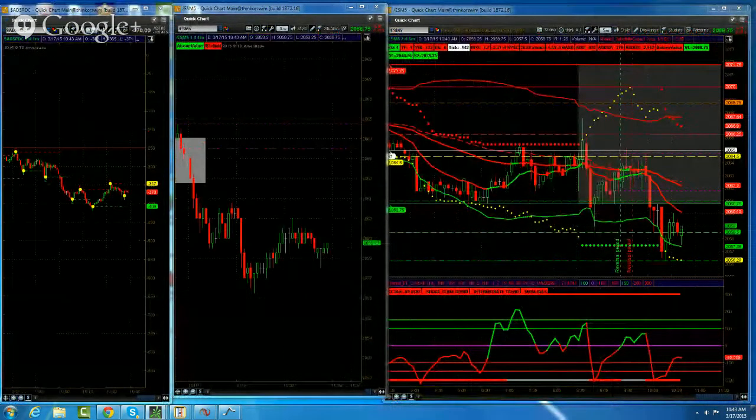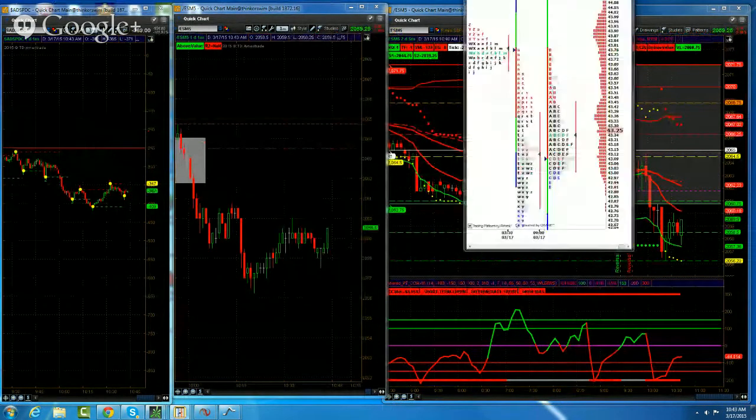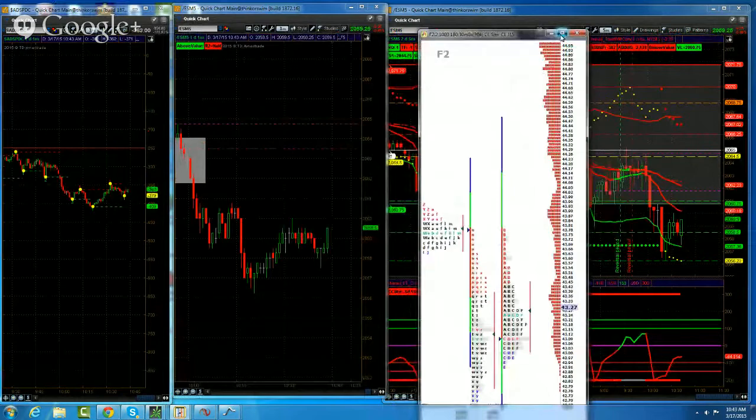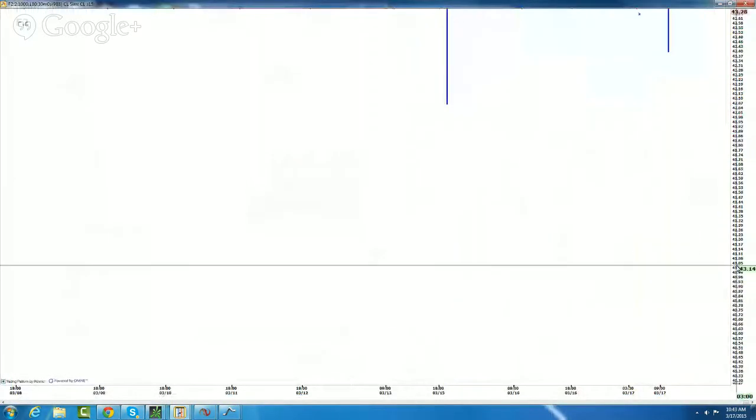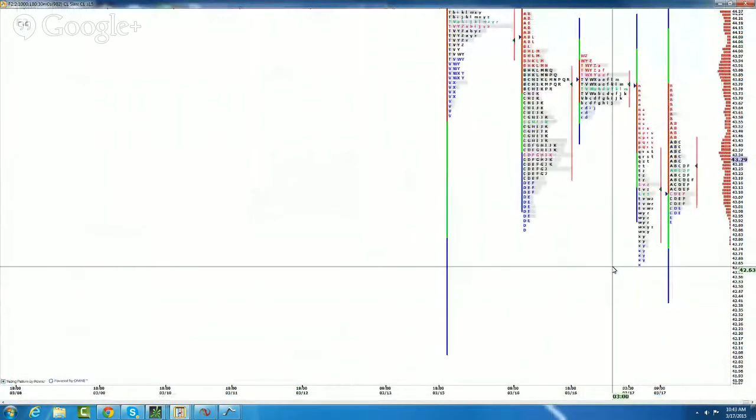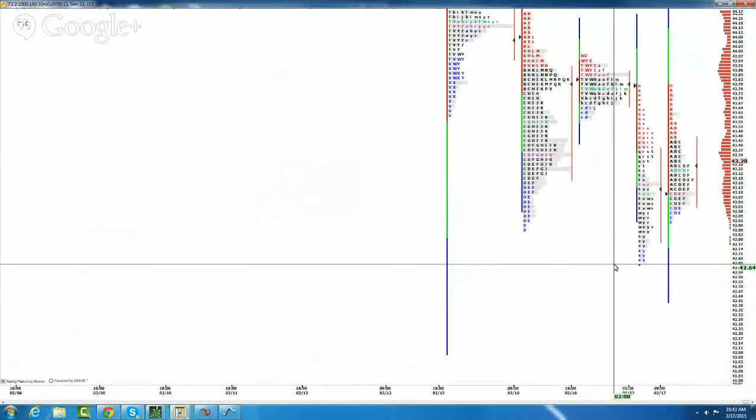Didn't the crude report come out today? I thought there was a petroleum report today. I think so. Here's the profile for oil. Not today. Is that tomorrow? So that Globex low right there is not out yet.